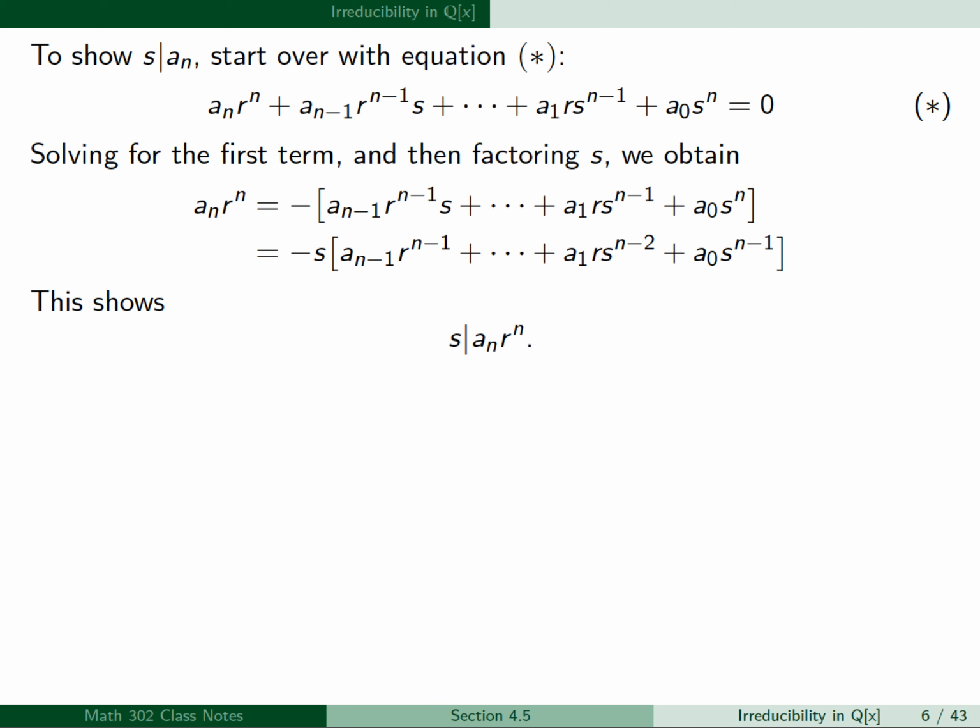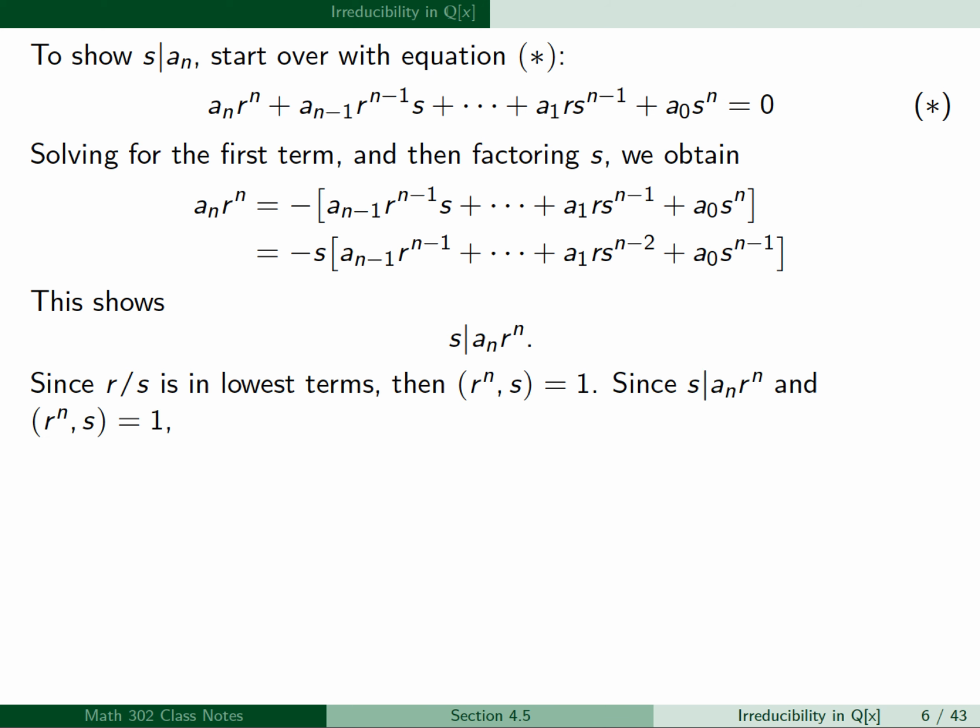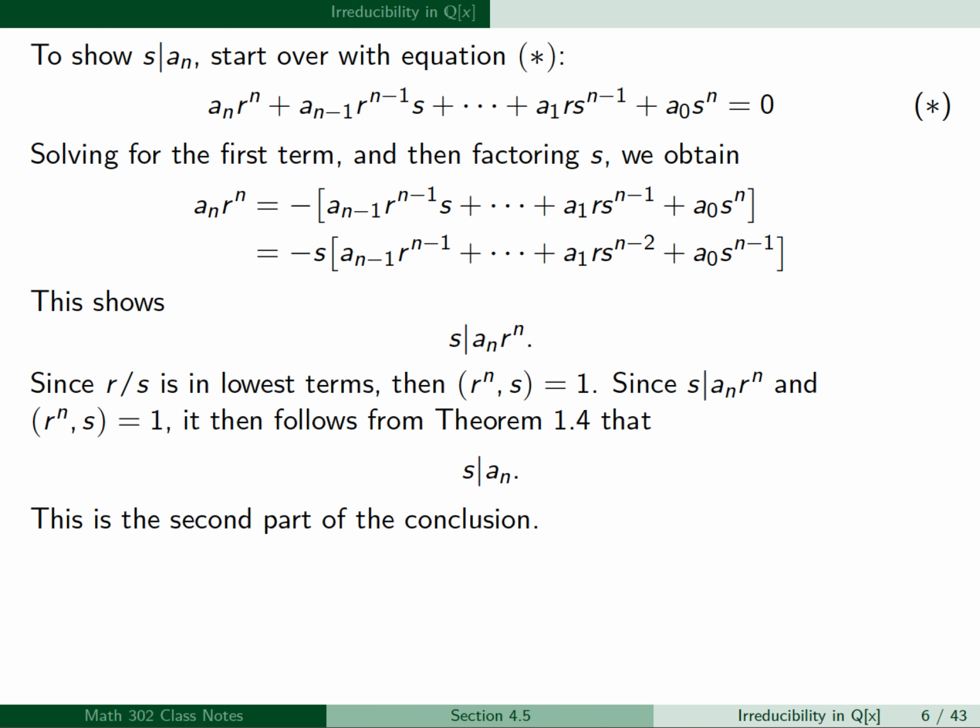And this shows that s divides a sub n r to the n. S divides the right side, so it must divide the left side. And once again, since r over s is in lowest terms, we can conclude that the GCD of r to the n and s is 1. And since s divides a sub n r to the n, and the GCD of r to the n and s is 1, it then follows from theorem 1.4 that s divides a sub n. And this is the second part of the conclusion, and this completes the proof of the theorem.